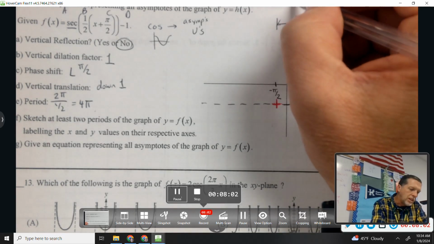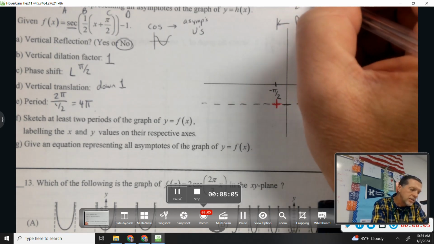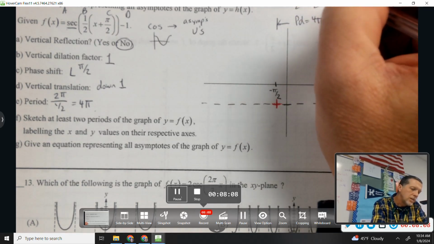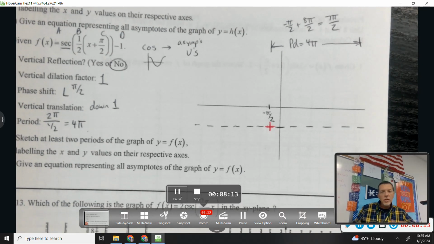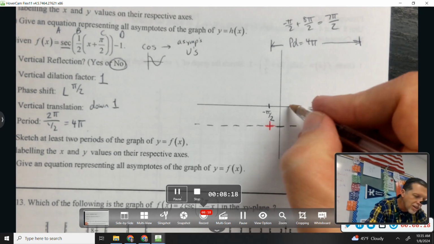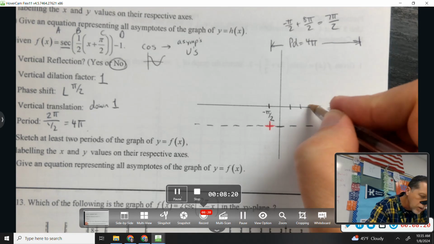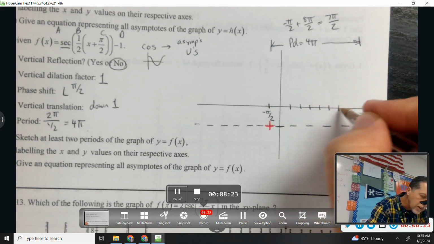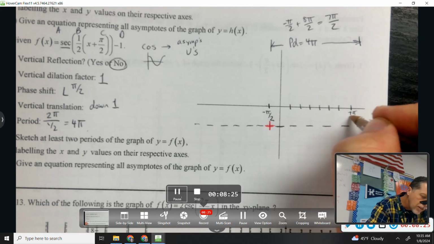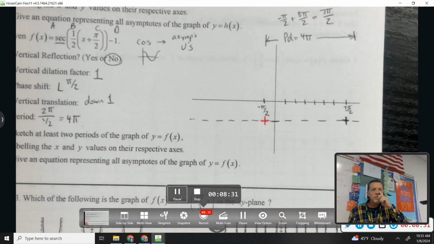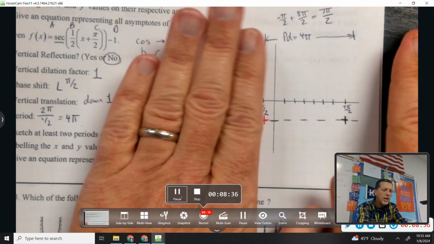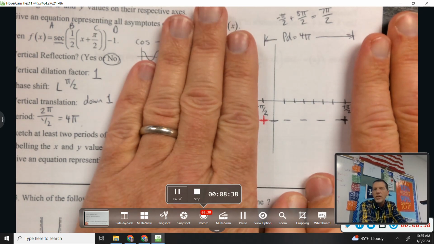So let's see, negative pi over 2 plus 8 pi over 2 would get me to 7 pi over 2. So I need to put 7 pi over 2 out there so I know where my graph fits. So 1, 2, 3, 4, 5, 6, 7 pi over 2. And I'm going to put a little crosshairs there too because that's my start over point. So I need to fit my graph in between negative pi over 2 and 7 pi over 2.